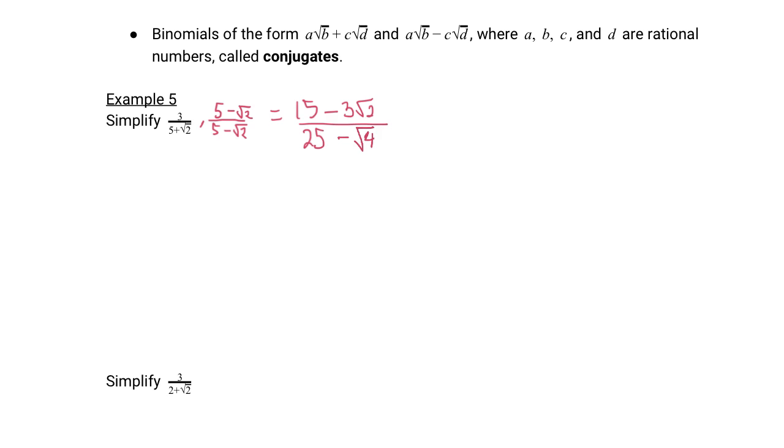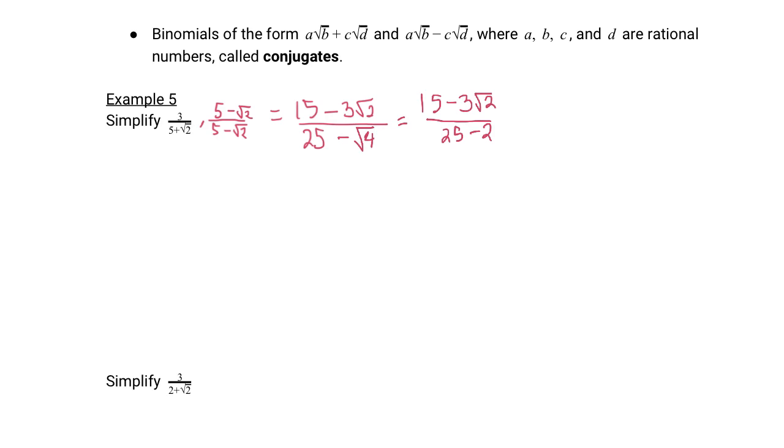Let's simplify just a bit. Can't do anything with the top. It's as good as it gets. We can't simplify 15. It's just 15, minus 3 square root of 2. Square root of 2, you can't factor any perfect squares out of there. So that's as good as it gets. On the bottom, 25 stays 25. But the square root of 4, that is a perfect square, and the square root of 4 is 2. So that's going to be minus 2.